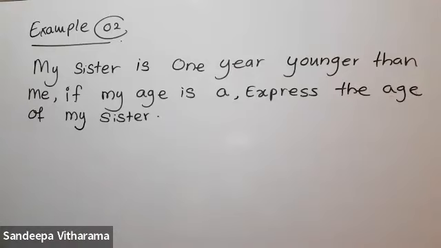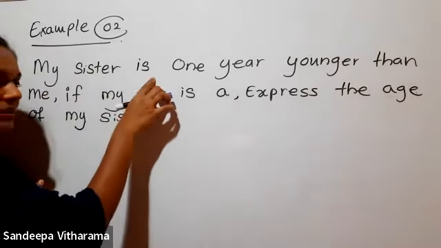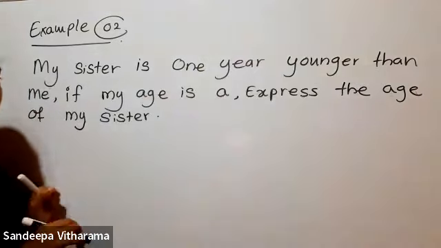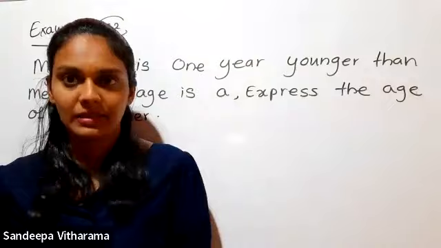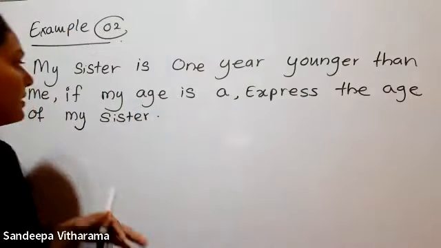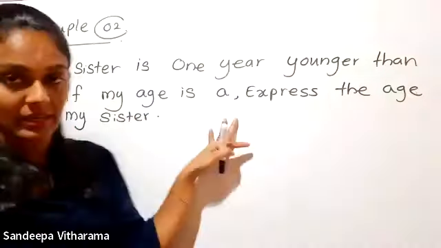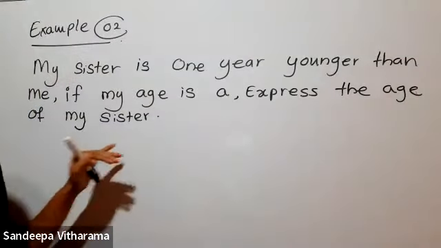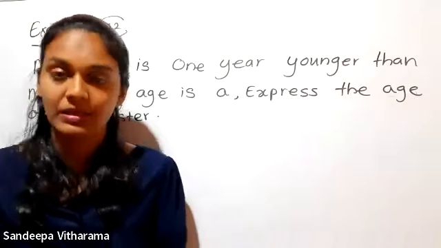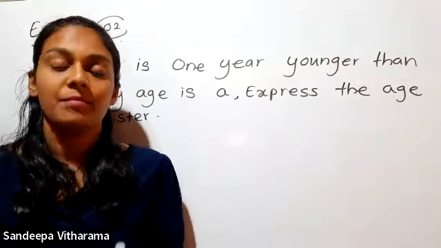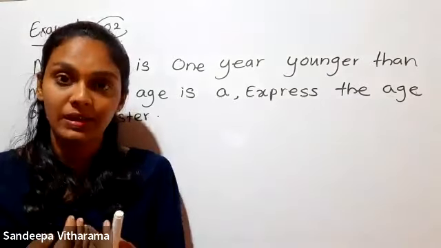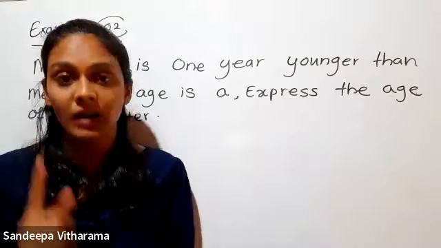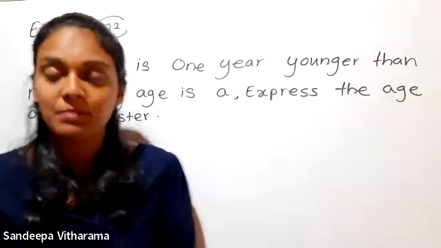A subtract by 1. Here look, my sister is 1 year younger than me. If my age is A, express the age of my sister. මට වඩා මගේ සිස්ටර් අවුරුද්දකින් බාලයි. එහෙනම් මගේ වයසින් 1 year should be subtracted.